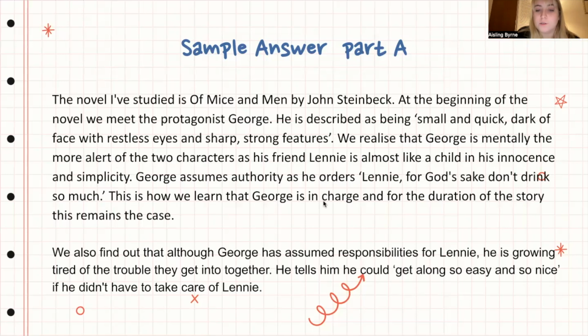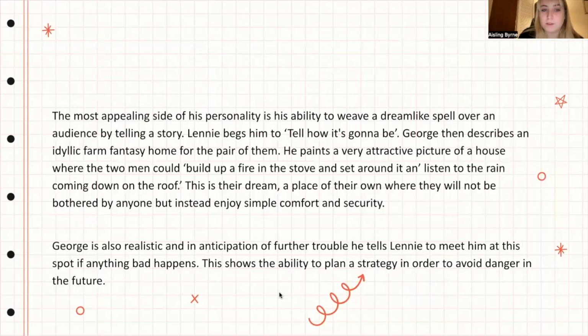George assumes authority as he orders Lenny, "For God's sake, don't drink so much." This is how we learn that George is in charge, and for the duration of the story, this remains the case. We also find out that although George has assumed responsibility for Lenny, he is growing tired of the trouble they get into together. He tells him he could get along so easy and so nice if he didn't have to take care of Lenny.